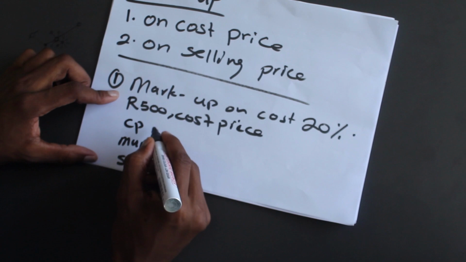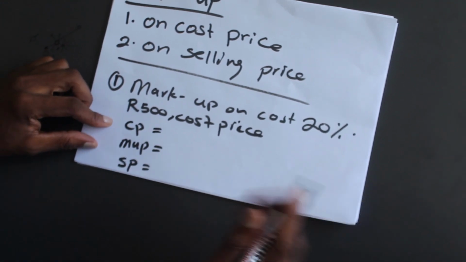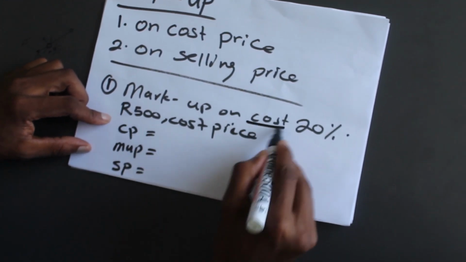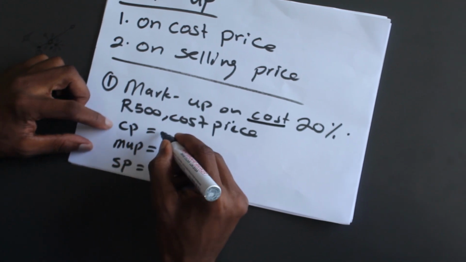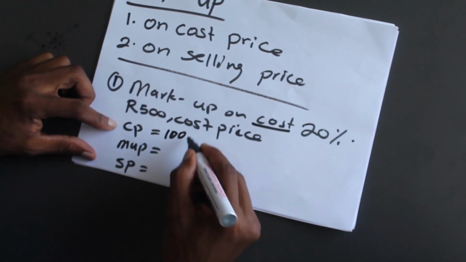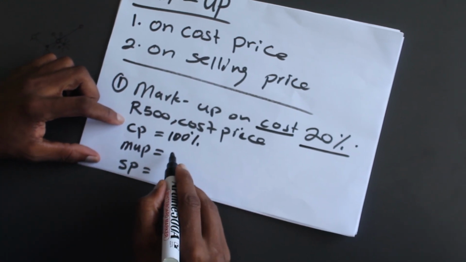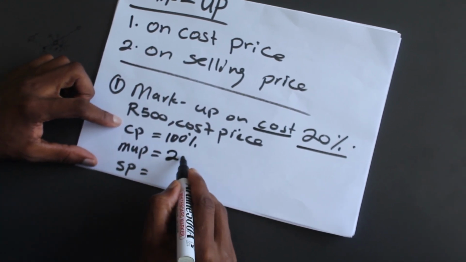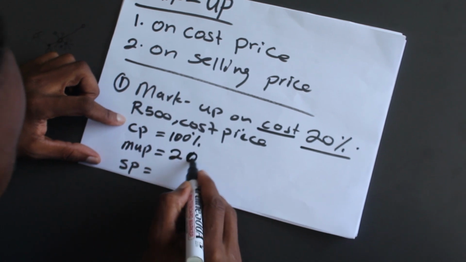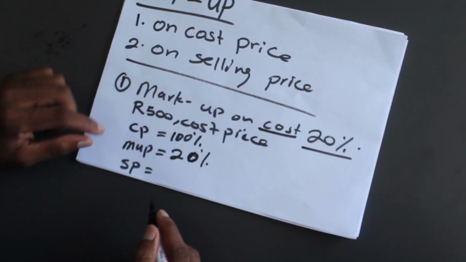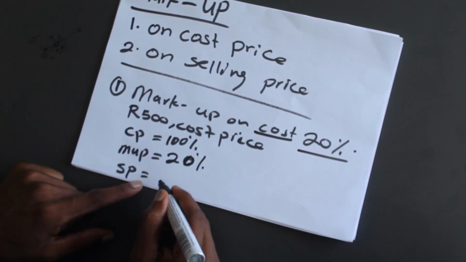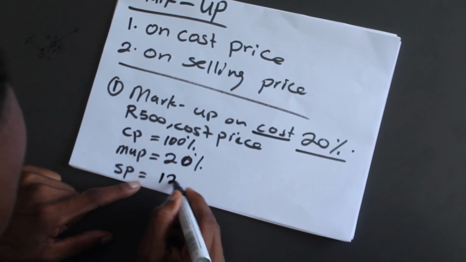Therefore the principle of the markup says when the markup is on cost price, the cost price is 100%. And then your markup is given in percentage, which is equivalent to your profit. It's 20%, and therefore your selling price is equal to 120.